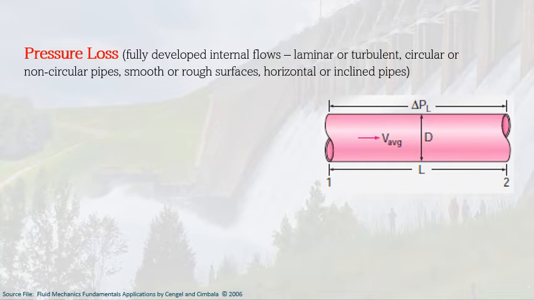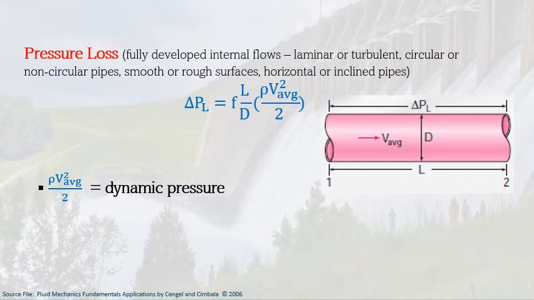Let us now define another quantity of interest in the analysis of pipe flow, which is called the pressure drop, since it is directly related to the power requirements of the fan or pump to maintain the flow. The pressure loss is applicable to fully developed internal flows, both laminar or turbulent, circular or non-circular pipes, smooth or rough surfaces, horizontal or inclined pipes. So our delta P, or pressure loss, can be written in terms of this equation that you can see here in this presentation.